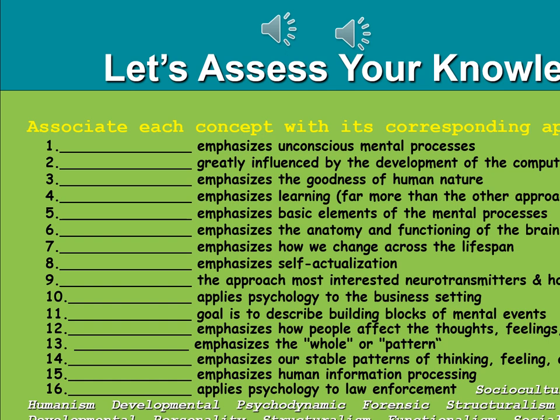Seven, lifespan is all about developmental psychology. Eight, self-actualization, a humanism concept. Nine, neurotransmitters, hormones, very biological. 10, apply psychology to the business setting. Well, that would be IO psychology. 11, building blocks. That would be structuralism. 12, emphasize how people affect the thoughts, feelings, and behaviors of others. That would be social psychology.